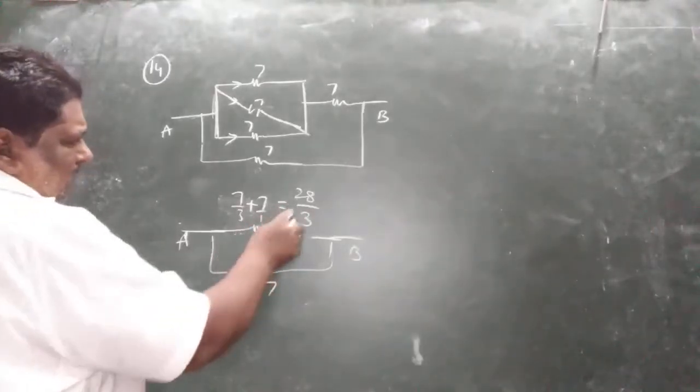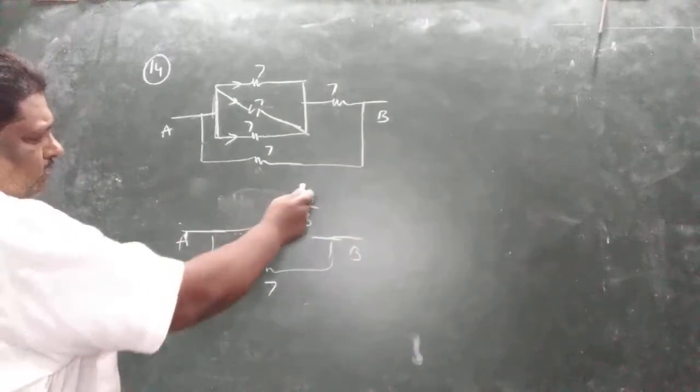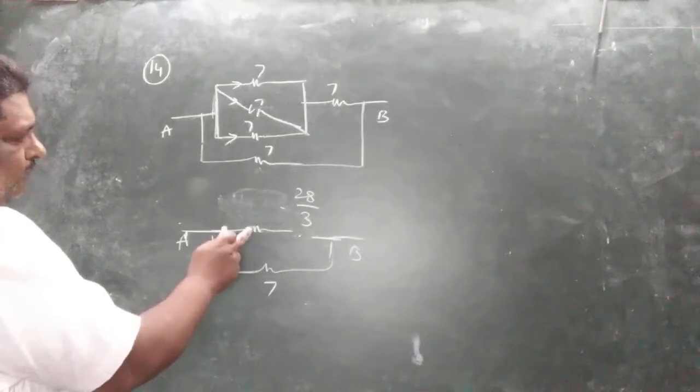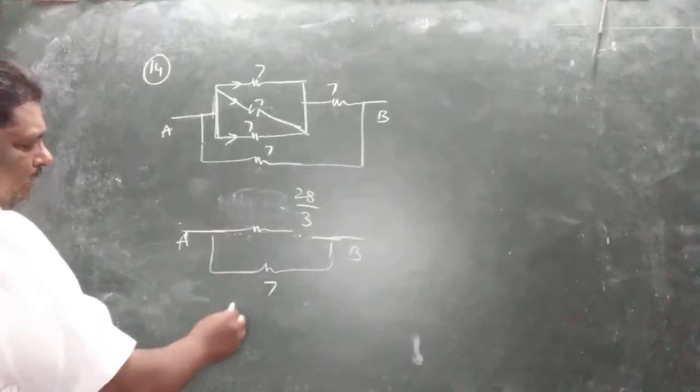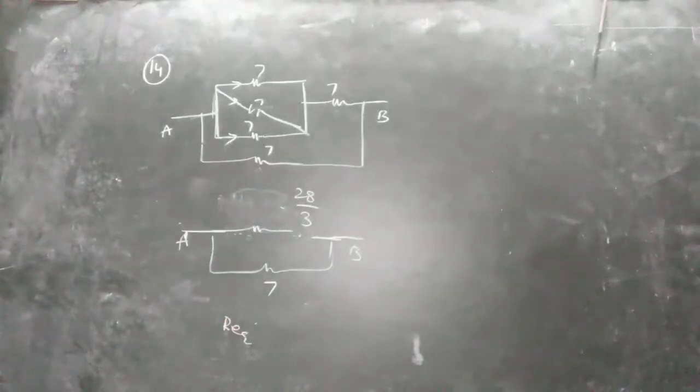These two are in parallel again. This total single resistance is equal to 28 by 3. Okay, these two are in parallel. So what is the R equivalent? R1 R2 by R1 plus R2.